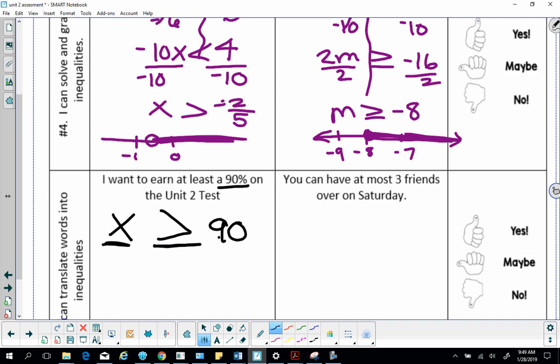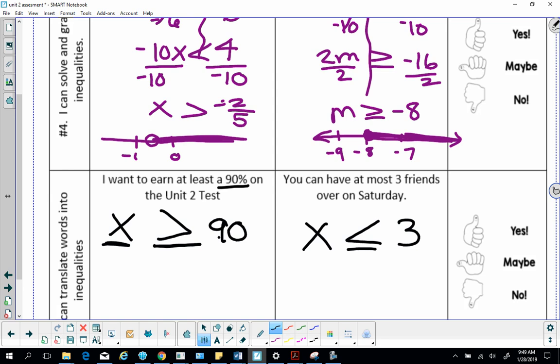You can have at most 3 friends over. So here's X, here's my 3. Can I have the entire Norcross High School at my house? No. Can I have 1 friend over? Yes, so I can have less than 3 or equal to it. But I can't have over 3. So I always just think of the entire extremes.